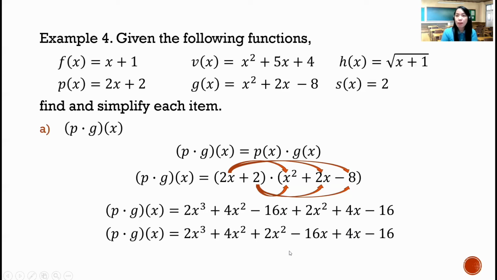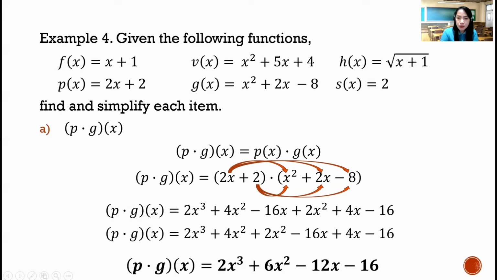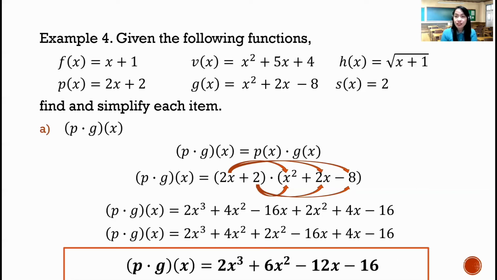Pinagtabi natin yung mga terms na pareho yung degree. Then, after that, we're going to add like terms. So, just copy 2x cubed. 4 plus 2 is 6. Just copy. Kasi nag-add na tayo, so copy na lang yung variable and then degree. And then, negative 16 plus 4, since na different yung sign, ikakopy natin yung sign ng mataas na number. That is 16. So, just copy negative. Then, since na different and unlike sign, so we're going to subtract the number. 16 and 4, ang difference niya ay 12. And then copy the variable x. And then copy negative 16. This is our final answer for letter A under example number 4.